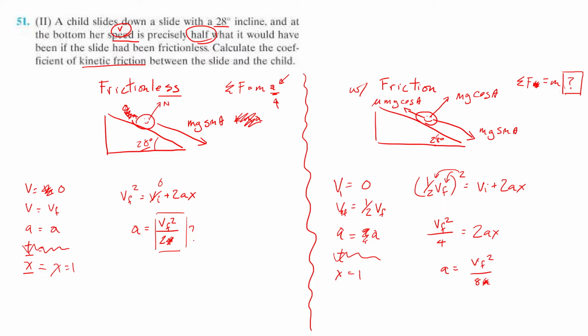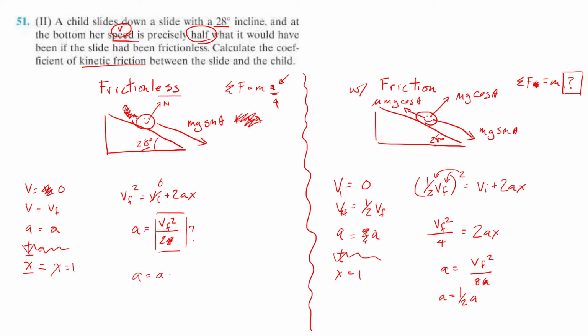X is gone. Okay, so this is actually not a bad place to set up. Look here. This is basically VF squared over 2. This is VF squared over 8. So I could actually make a ratio here. Let's make A, the frictionless one, actually A. And this is equal to a quarter of this A.